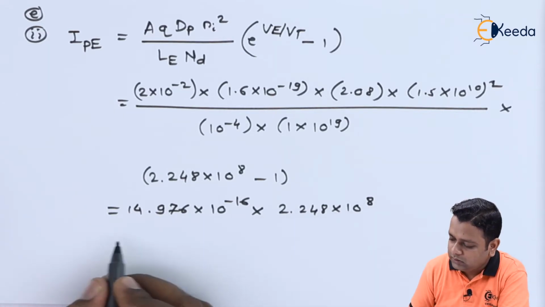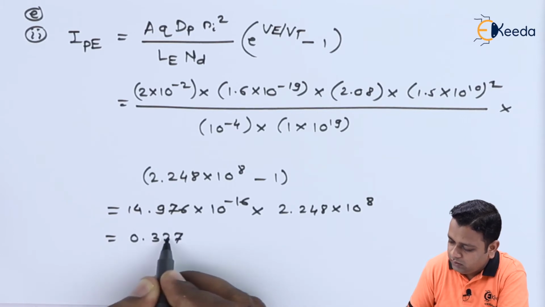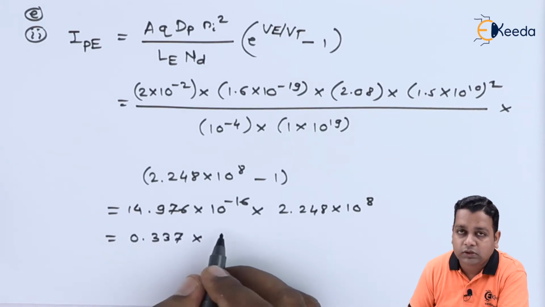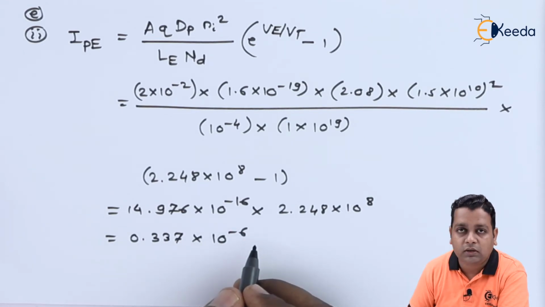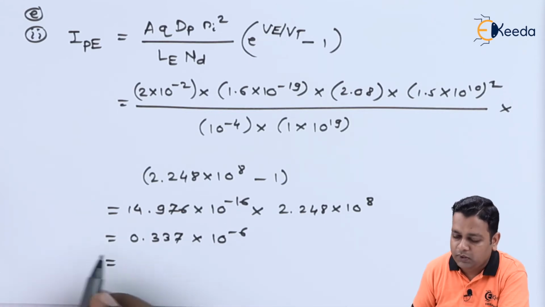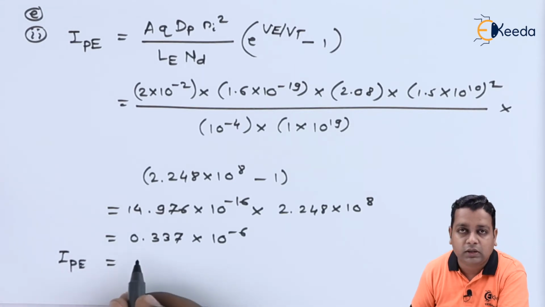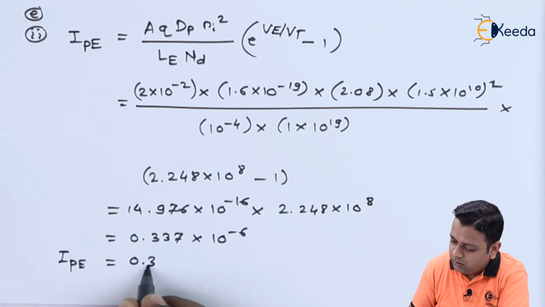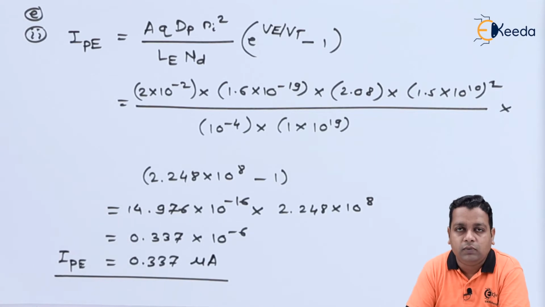So this gives us the answer 0.337 into 10 raised to the power minus 6. As this is to be written in terms of amperes, we can also convert it to microamperes. So the answer for capital I suffix PE is equal to 0.337 microampere. This is another terminal current we have in the given bipolar transistor.